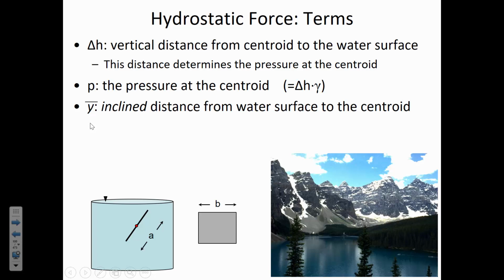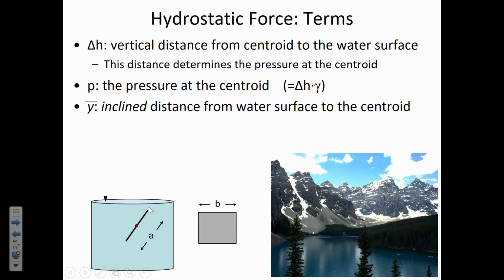That's y bar. And we need to know y bar because the formula we have that tells us the location of the force requires us to know y bar. So y bar is the distance from the centroid in the direction of the inclined plane up to the water surface. So delta H is straight up, y bar is at an angle, and it stops at the water surface.